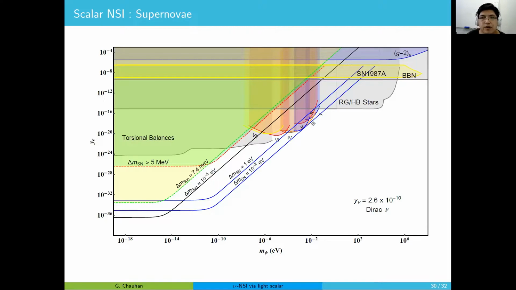So I actually have one. That blue region, that G-2 for the electron. If you show the same plot for muons, then maybe can you explain the G-2 for the muon? If you're considering muon coupling to phi, then you'll have that line, yes.